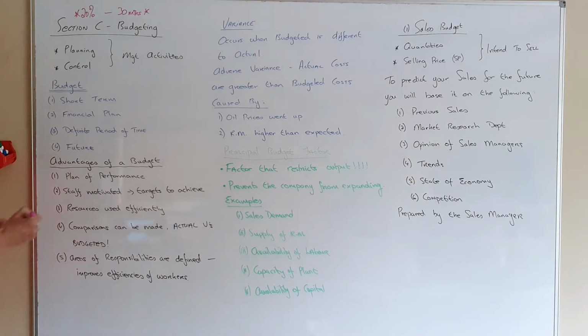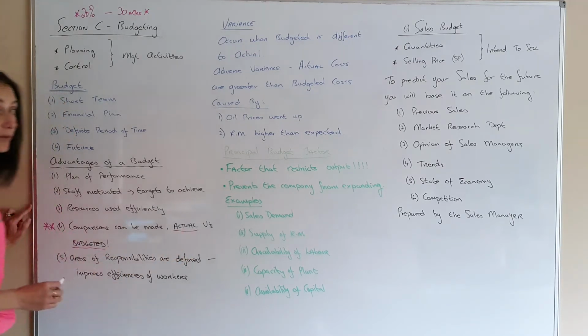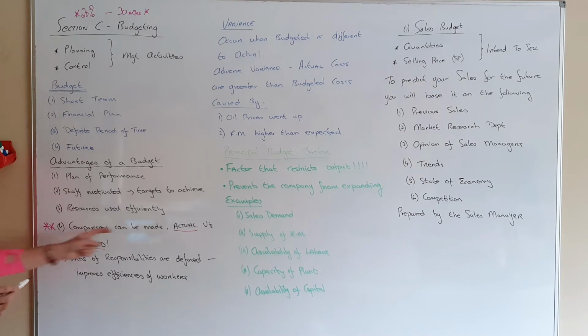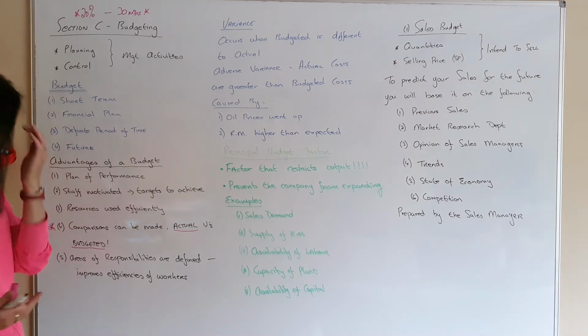Number 4, now this is a really, really important one. Comparisons can be made. You can see, right, what did you budget for, say, in the month of May, and what actually happened in May. Okay, we're going to look at that again in another minute, the difference between these. So you can make comparisons. You can see, are you staying on the roadmap that you have prepared, or have you deviated from your roadmap? Again, with a budget, areas of responsibility are defined, and because people know what they're in charge of, it improves the efficiency. So if I know that I'm in charge of, say, Leaving Cert accountancy, I know that I'm responsible for how the students achieve their grades in accountancy.